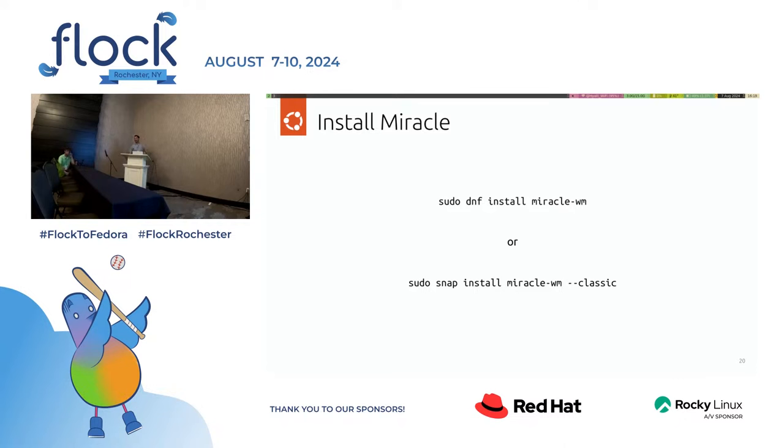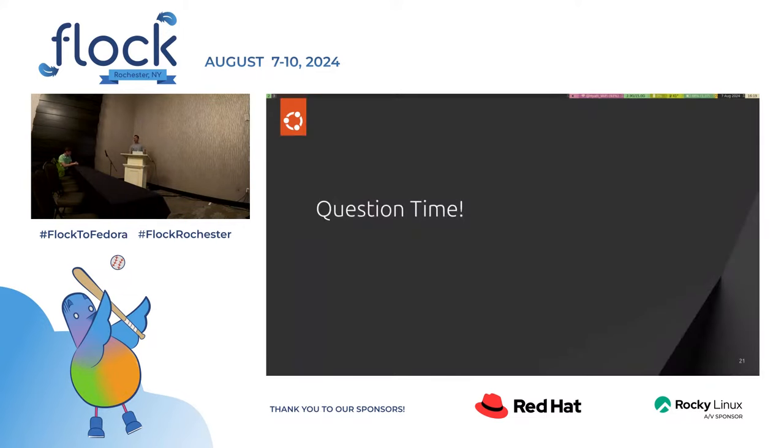You could then select it from your home screen when you log in. You click the little gear icon and choose to log into Miracle. Although I will warn you, if you don't configure it beforehand, it'll just pop up a black screen, so you obviously have to configure things right now. You could go check out the wiki page once you install it and start configuring. Cool, and I think that's it. That's all I have.